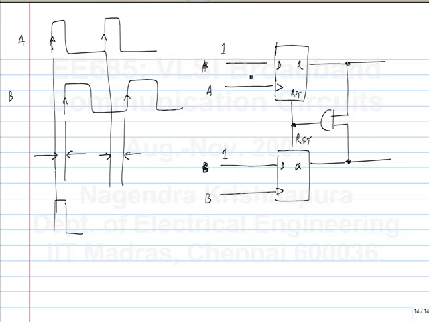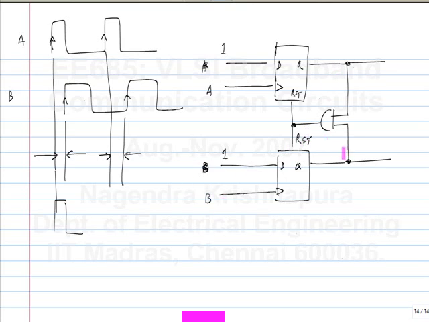Now what happens is, initially both the flip-flops are reset. When A goes high, this output goes high, and this will still be zero. So the reset inputs are not activated. When B goes high, this goes high and immediately it resets both the flip-flops. Is this clear?